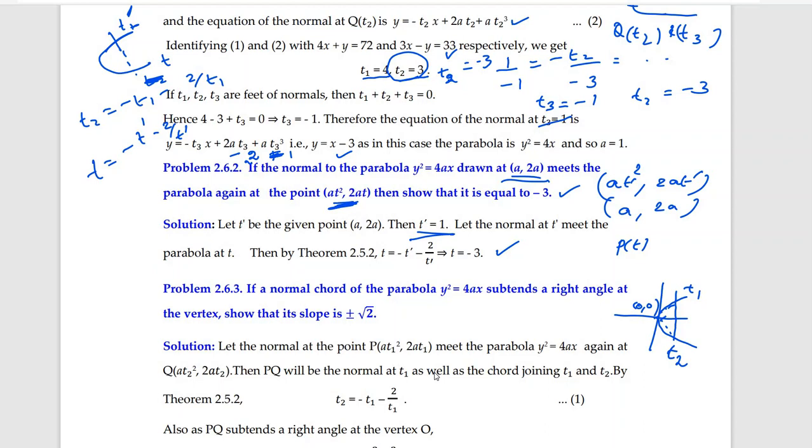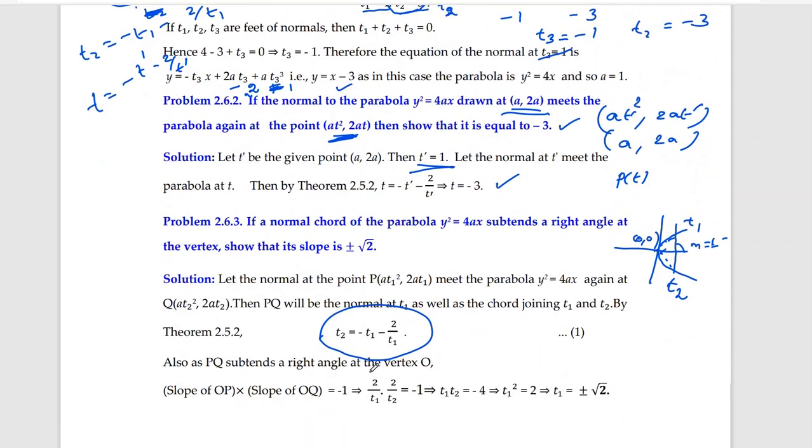So then we have to show that the slope of this line, if we consider it to be say m, is plus or minus root 2. Either plus root 2 or minus root 2. So that is what we are trying to prove. So consider the normal at the point P of t1, which meets the curve again at Q of t2. Then we have the relation t2 is equal to minus t1 minus 2 by t1.